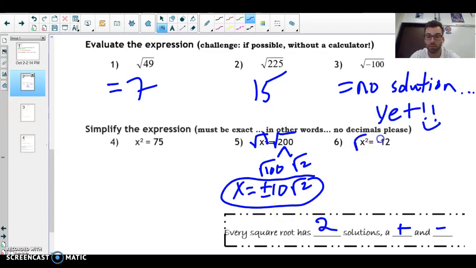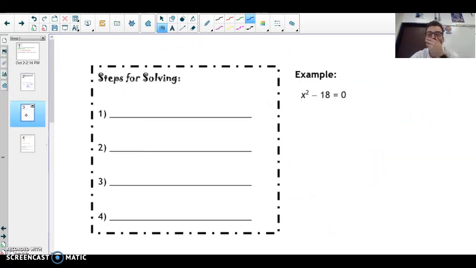Look at this one. We can't do this one yet. Oh well, let's try the next one.